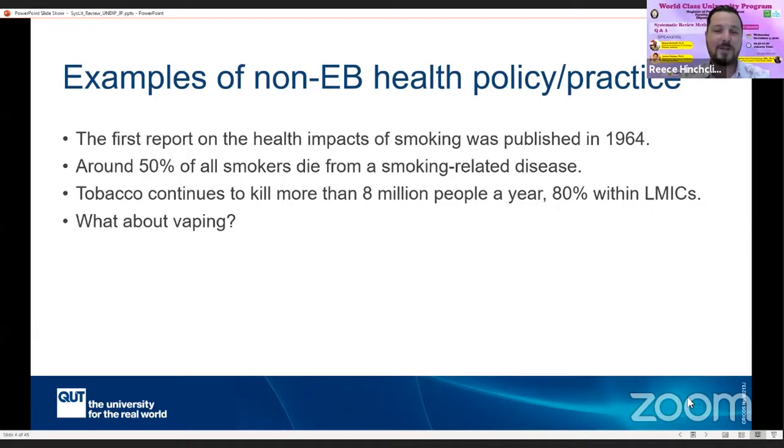Smoking is perhaps a much more contemporarily relevant example. So the first report on the health impacts of smoking was published in 1964. And as we know, around 50% of all smokers actually die from a smoking-related disease. These next statistics are already slightly outdated, but tobacco, I think this was in 2019, continued to kill more than 8 million people a year, with 80% of these fatalities occurring in low and middle income countries. I've also noted there vaping, which is a good example of an area where there's a new intervention that's introduced into society without really knowing yet what the weight of evidence indicates in terms of its safety.